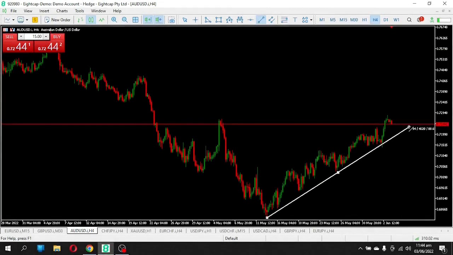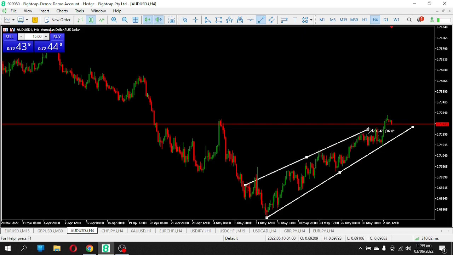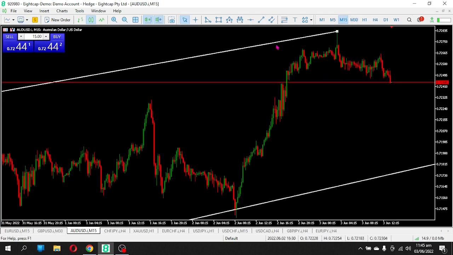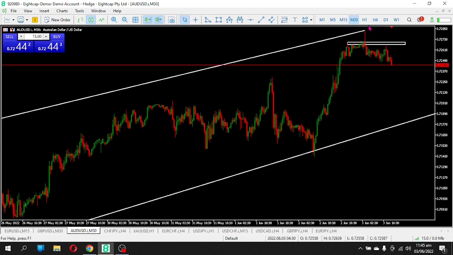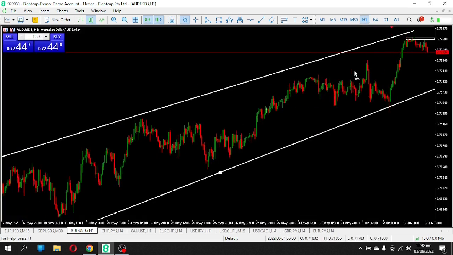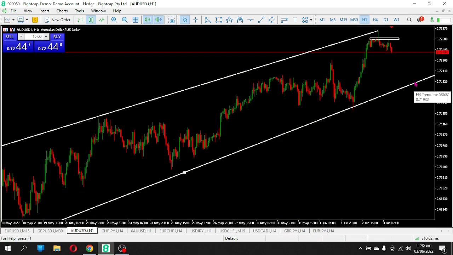AUD USD, I have this bullish trend line. This is the bullish support, and then this is the bullish resistance. Then on the 15 minutes time frame, I have this resistance, this weak rejection, and then price is dropping. You can see this pin bar and also this 2 week rejection here. So I'm also expecting AUD USD to drop to this support level here.